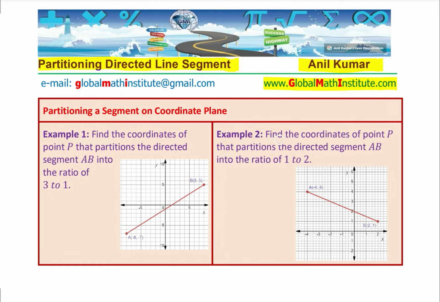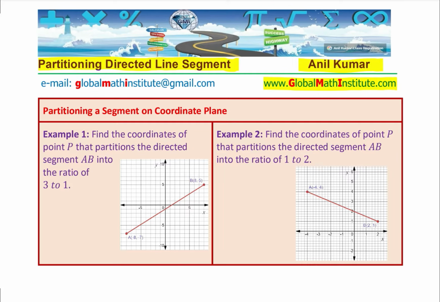Second question is, find the coordinates of the point P that partitions the directed segment AB into the ratio of 1:2. So this line is going down. So one with a positive gradient, the other one is with a negative gradient. Let us see how they are similar and how they are different.